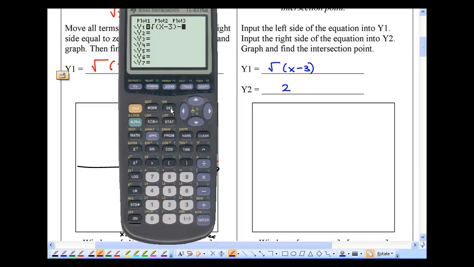So let me get rid of this minus 2. Let me go ahead and plug in 2. Let me graph.